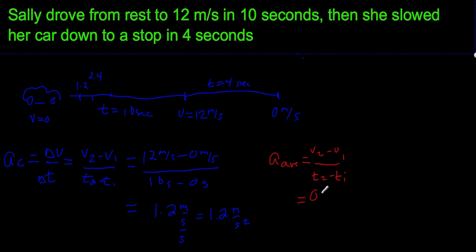This time she ends up going 0 meters per second, but she started off going 12 meters per second. So it looks similar to the other equation, but this time in the opposite order. That is significant because it makes it negative. Negative accelerations basically mean that our speed is going to change differently than it did for the first part. T2 minus T1.